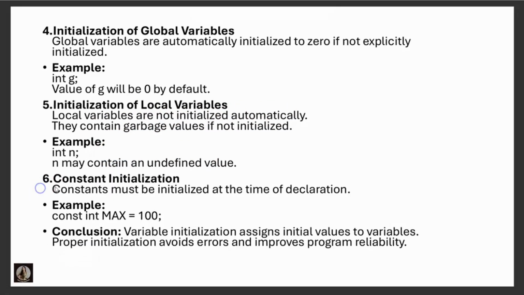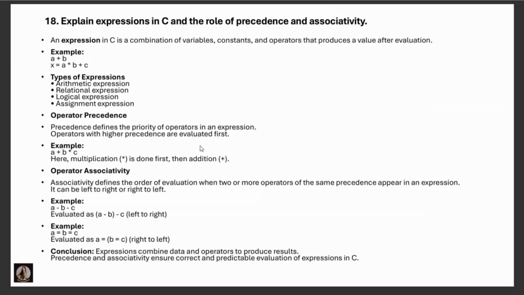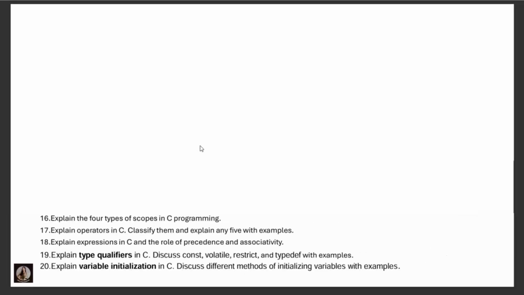And the last one is const initialization. Constants must be initialized at the time of declaration only. For example, const int max = 100, which means while declaring, I am initializing the max value to 100. Clear? This is const initialization. Variable initialization assigns initial values to variables. Proper initialization avoids errors and improves program reliability as well. Clear? Here completes Module 1 of programming in C.